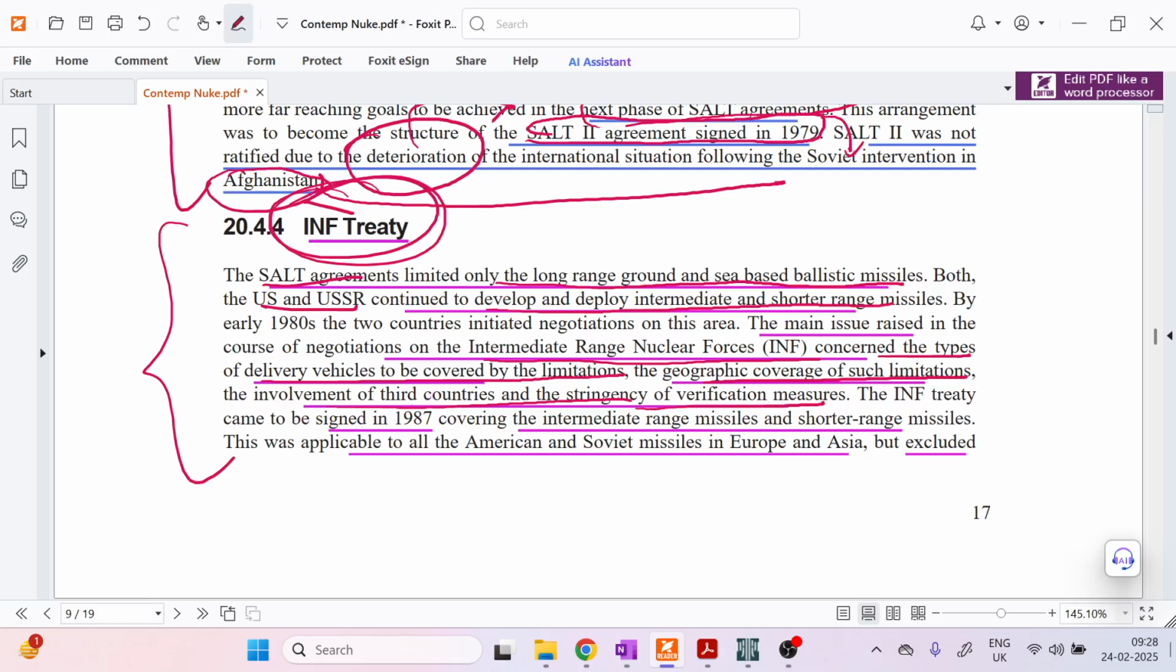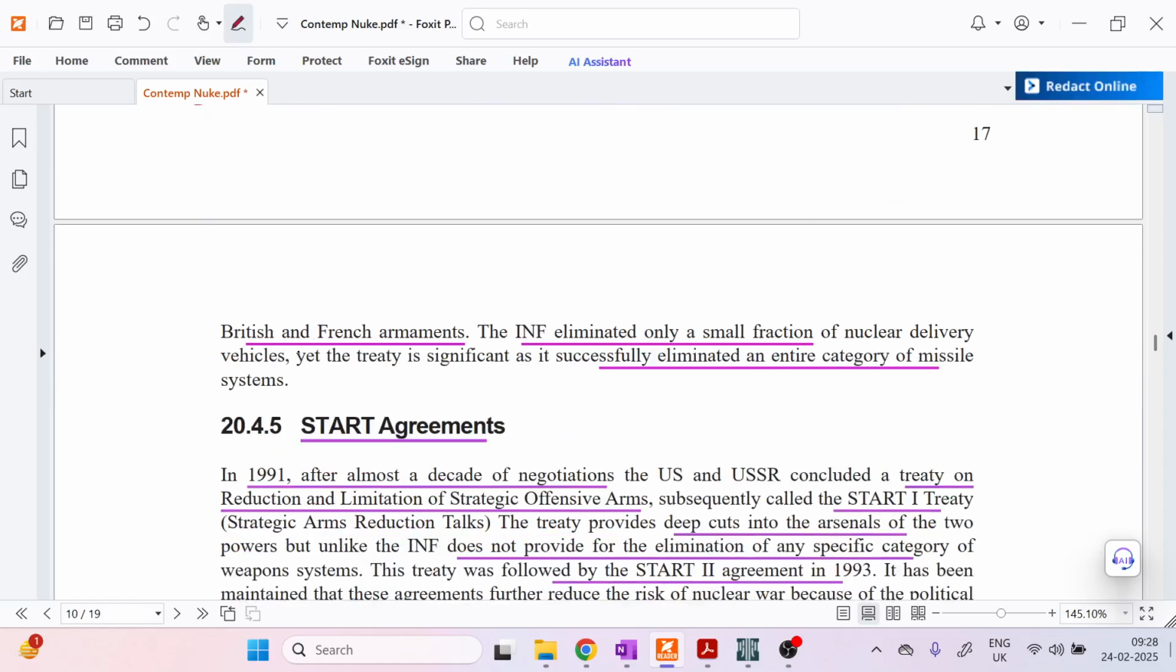So this treaty was signed in 1987, covering the intermediate range and short range missiles, and it was applicable to all American and Soviet missiles in Europe and Asia, but excluded British and French armaments.